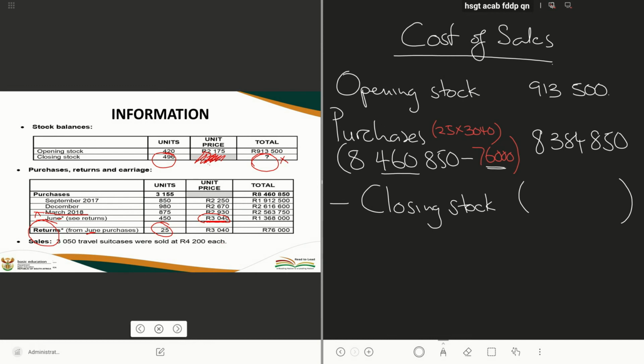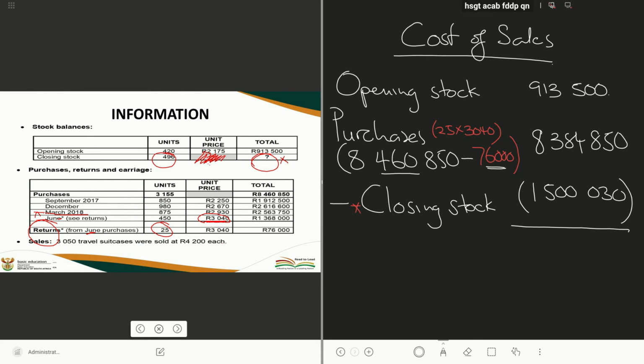Remember, this is where we started when we were doing this question. We're looking for the value of closing stock. And remember, very correctly, our value was 1,500,030. Okay, so keep your calculator close to you.